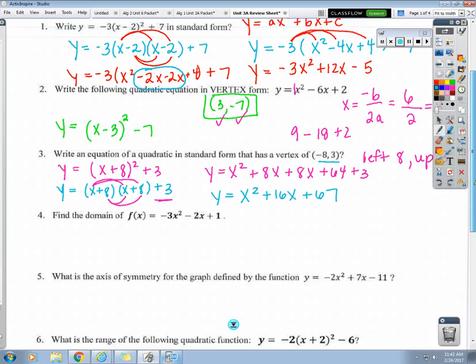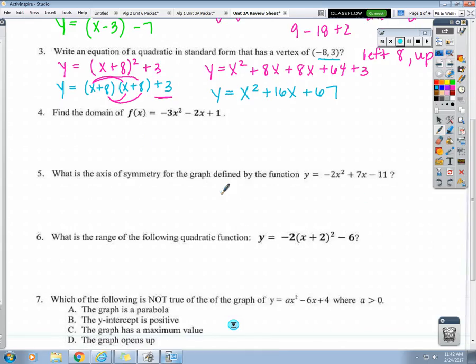All right, number 4. Find the domain. When you hear the word domain, what do you think of? Right. Okay, so when you're writing out your domain, what do you put first?